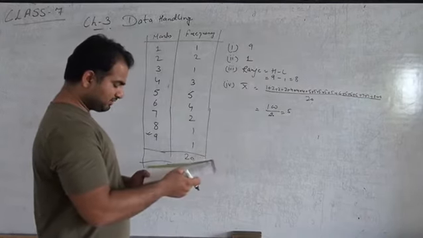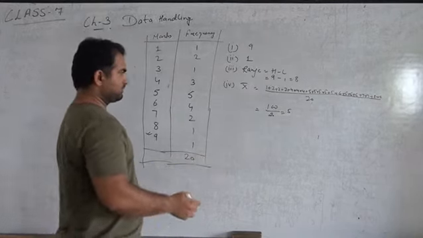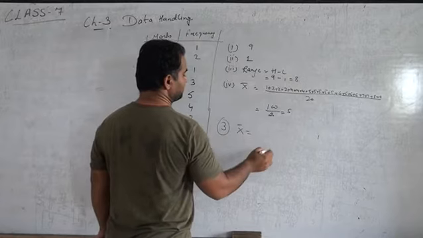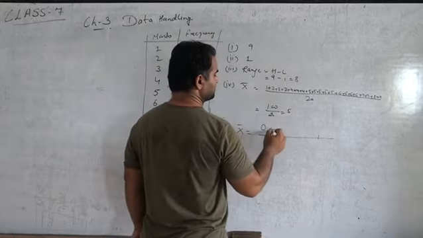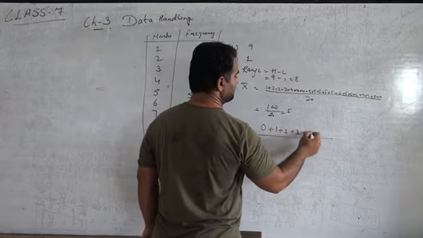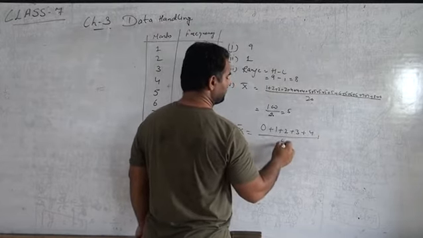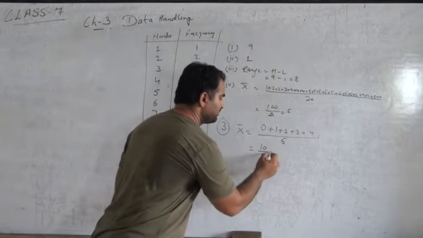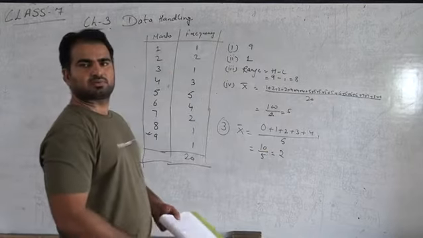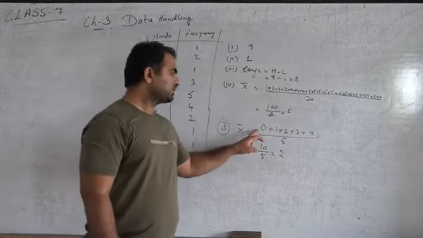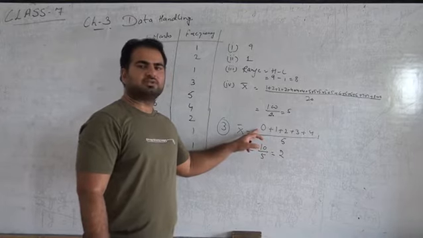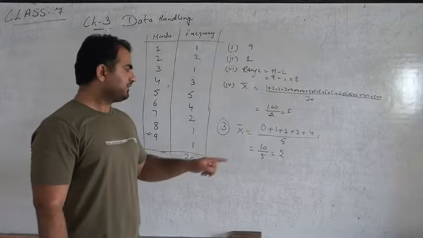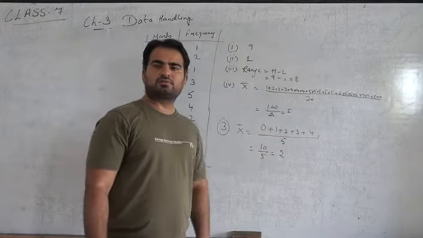Next is question number 3. Find the mean of the first 5 whole numbers. Mean equals x bar equals 0 plus 1 plus 2 plus 3 plus 4, divided by 5. The total will be 10 divided by 5. It will be 2. You must know what whole numbers are. Whole numbers always start from 0. If the question is about the first 5 natural numbers, then we have to start from 1, 2, 3, 4 or 5.